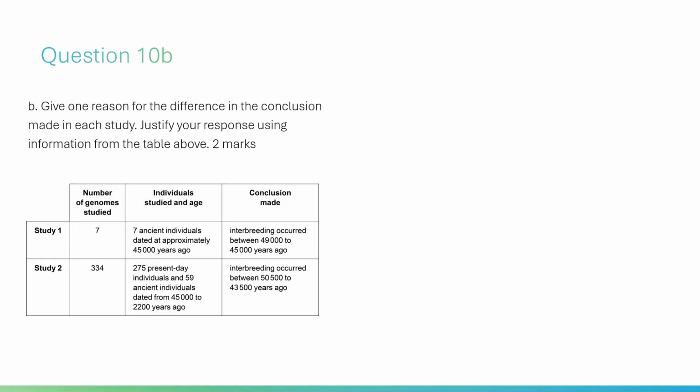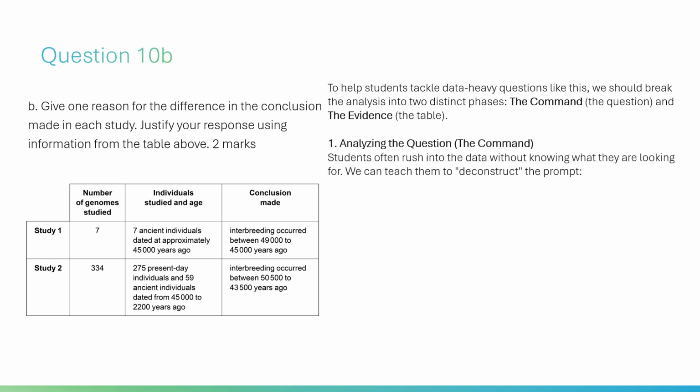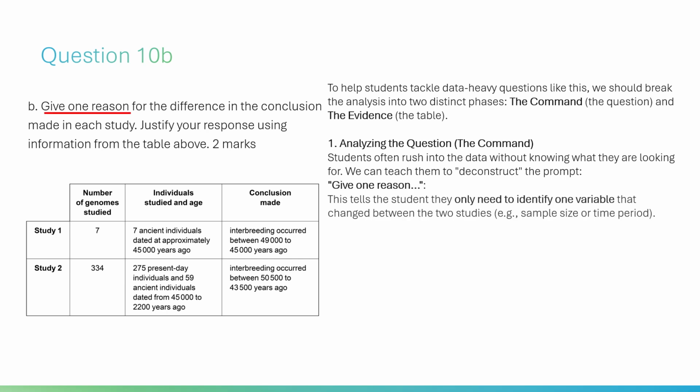To help students tackle data-heavy questions like this, we should break the analysis into two distinct phases: the command, the question, and the evidence, the table. 1. Analyzing the question, the command. Students often rush into the data without knowing what they are looking for. We can teach them to deconstruct the prompt. Give one reason. This tells the student they only need to identify one variable that changed between the two studies, e.g., sample size or time period.